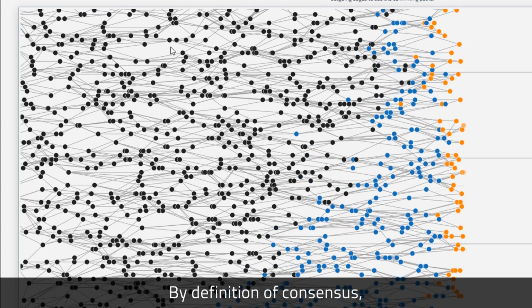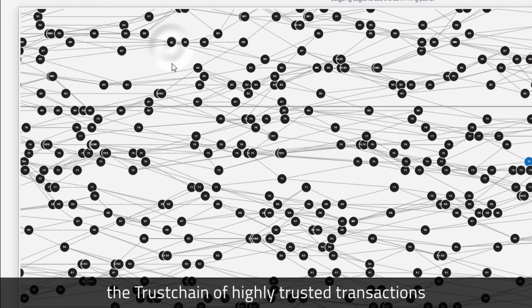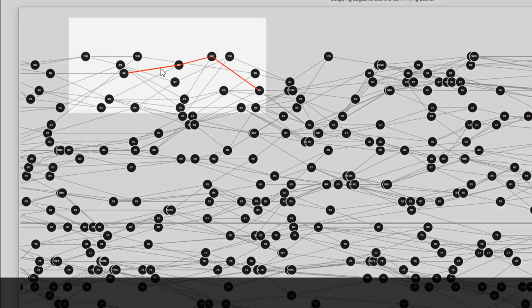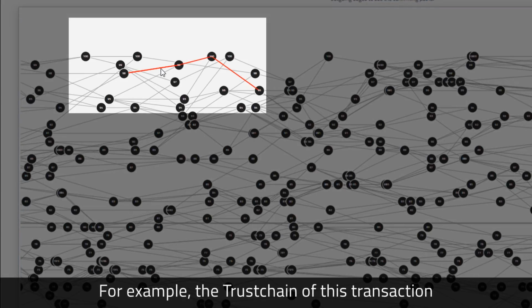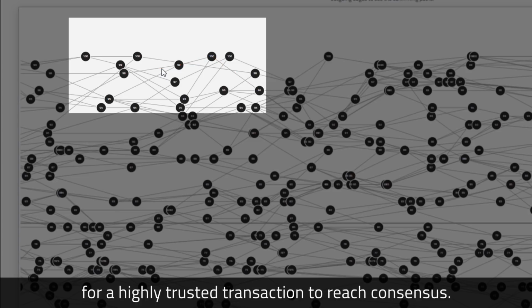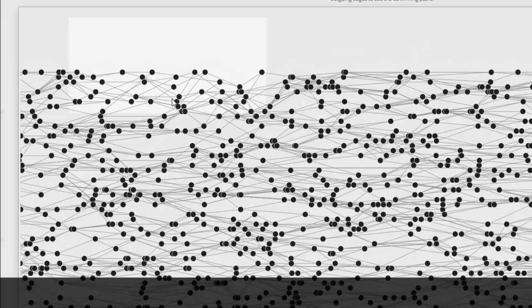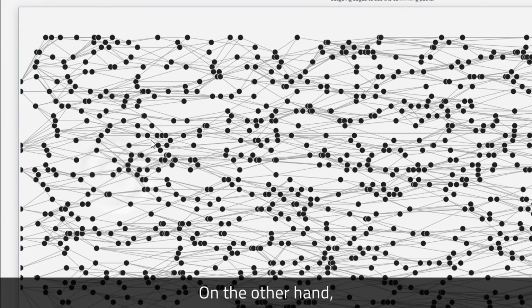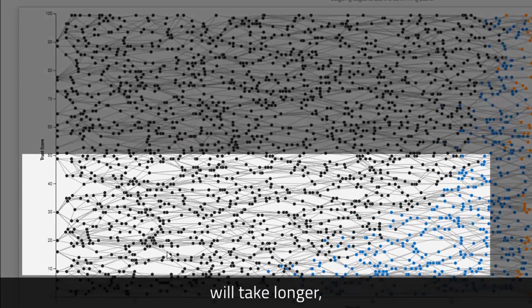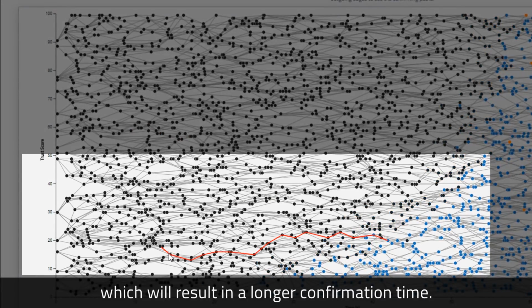By definition of consensus, the trust chain of highly trusted transactions will be shorter. For example, the trust chain of this transaction is of length 3, so it will take little time for a highly trusted transaction to reach consensus. On the other hand, the trust chain for less trusted transactions will take longer, which will result in a longer confirmation time.